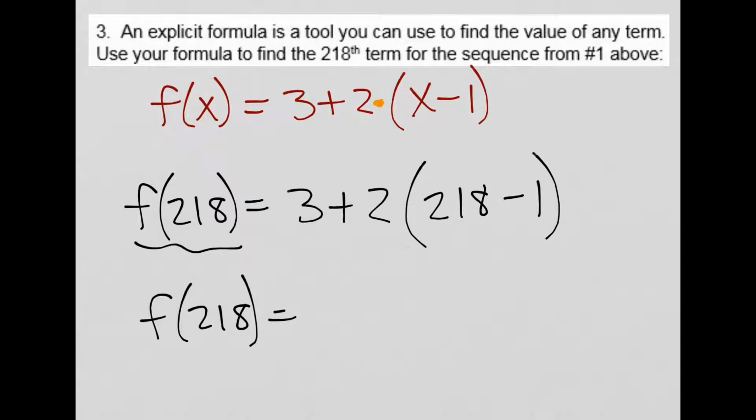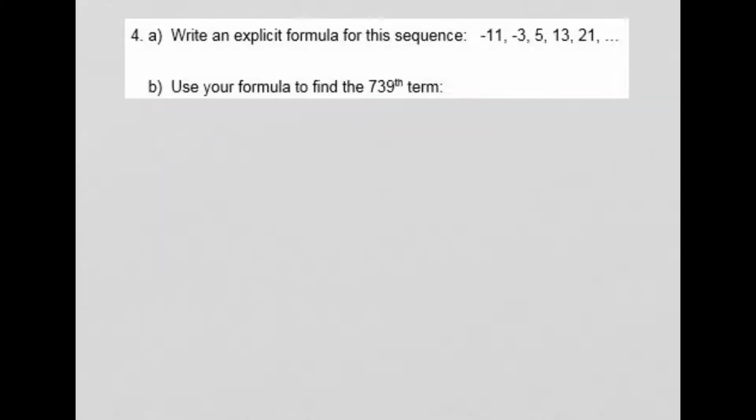And this is going to be 3 plus 2 times 217. And it ends up being 437. If you don't get 437 when you type that in your calculator, you've done order of operations wrong. Make sure you get 437. That's just the answer. The 218th term is 437. Isn't that better than adding 218 times? Yep, it is. Okay, so let's do another example.